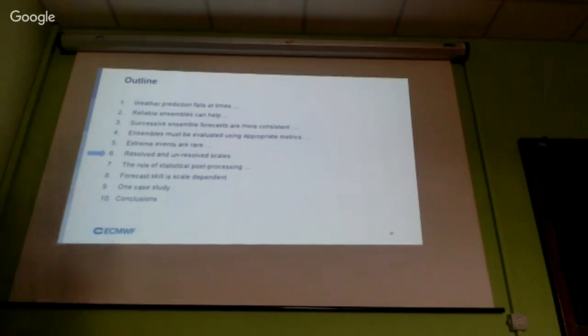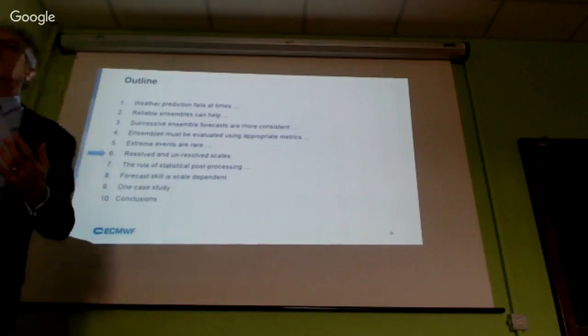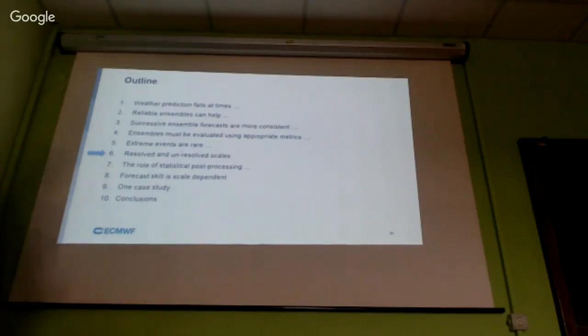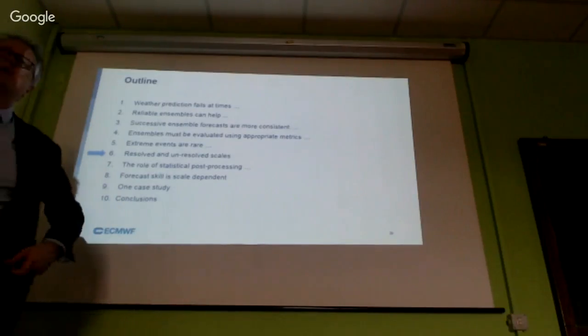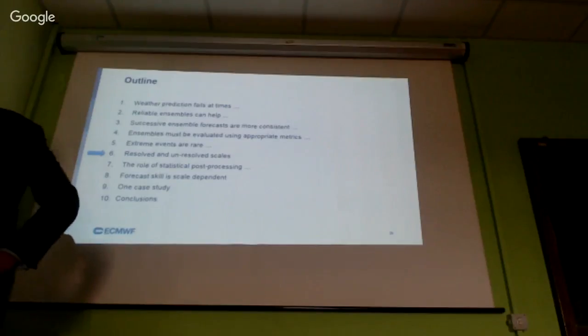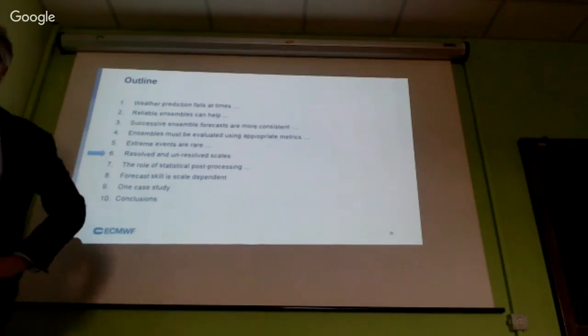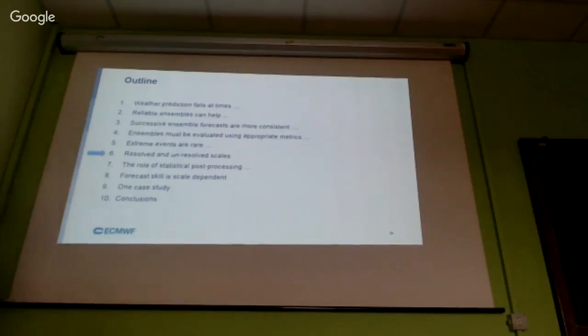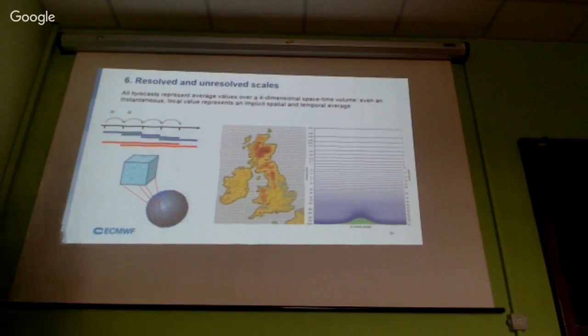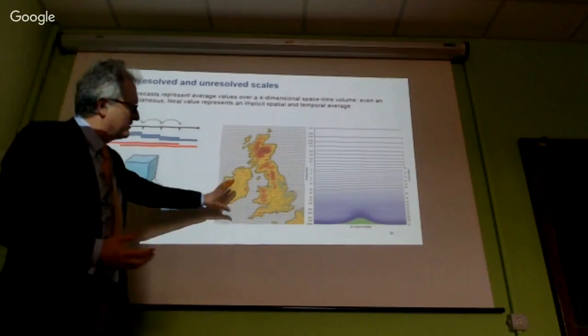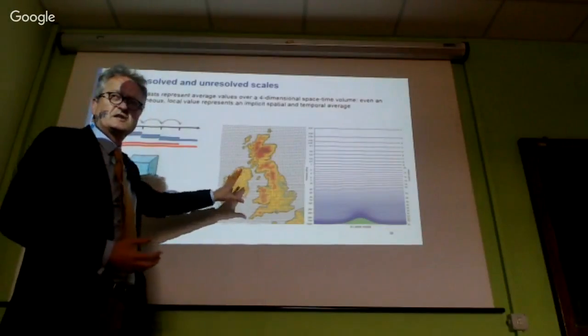Resolved and unresolved scales. Again, I often read that when there are extreme events like the flood in Genova or the flood in Livorno, the forecast failed. Or you read that despite all the investment in developing models or in supercomputing, we're still not able to predict certain events. Well, it's not surprising if you think that we are solving the equations of motion on a grid which has a certain spacing.